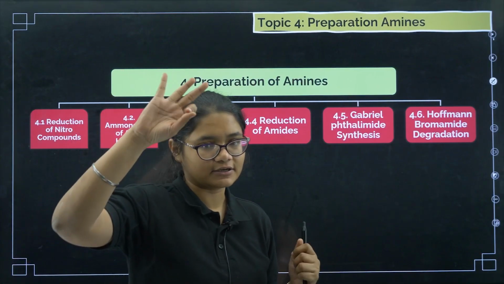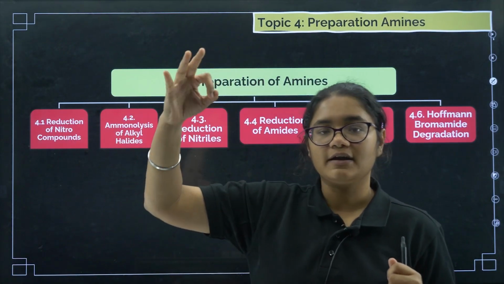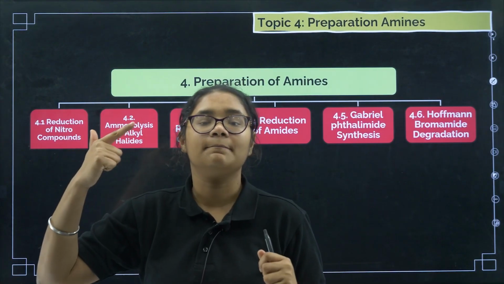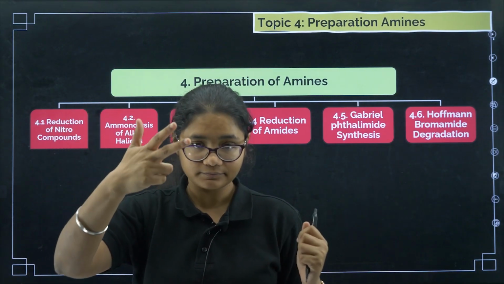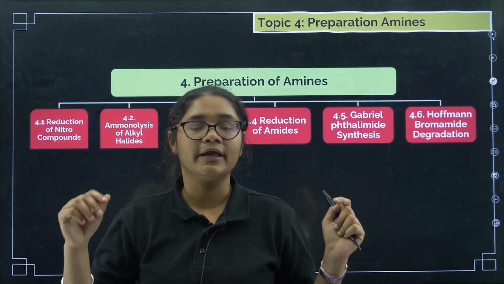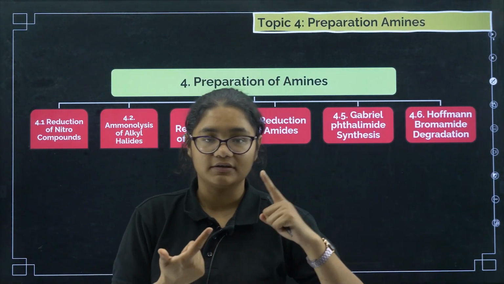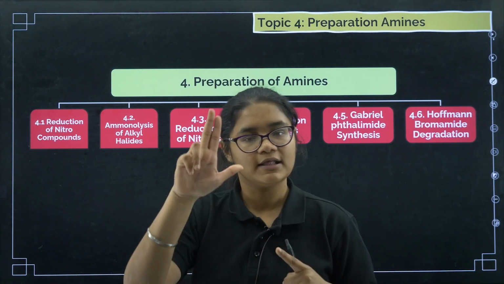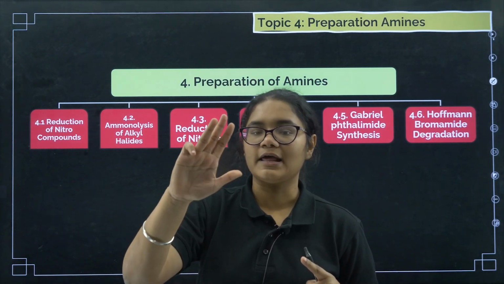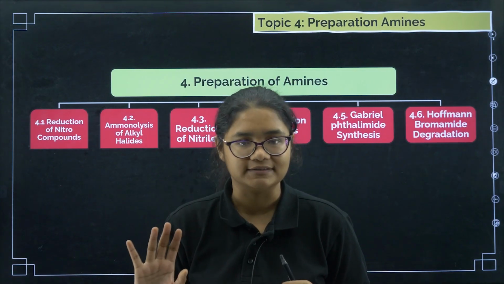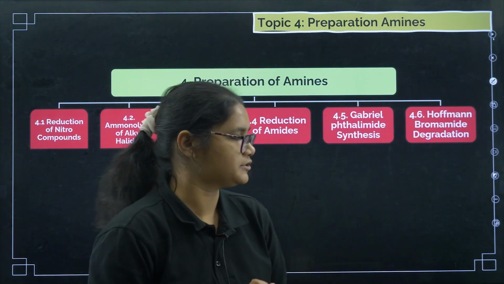What is this? 3 reductions, can you remember? There are 3 reduction methods. What are they? Reductions of nitro compounds, nitrile compounds and reductions of amides. Okay, these 3 I got. Then Gabriel phthalimide, Hofmann bromamide. And one more was there, ammonolysis. So I got 6 preparation methods.